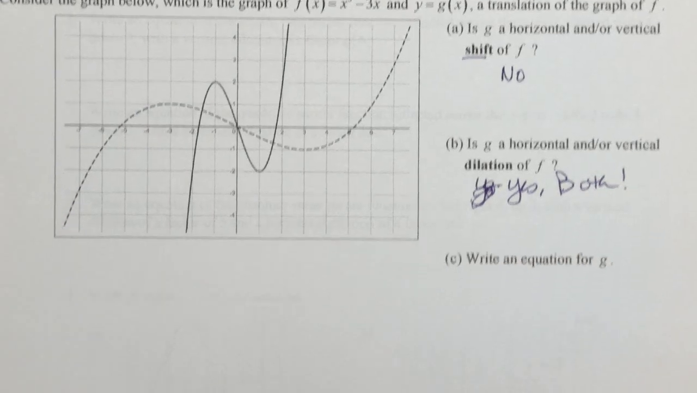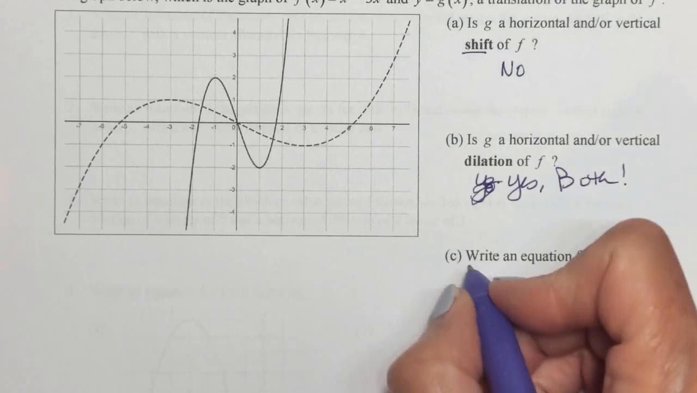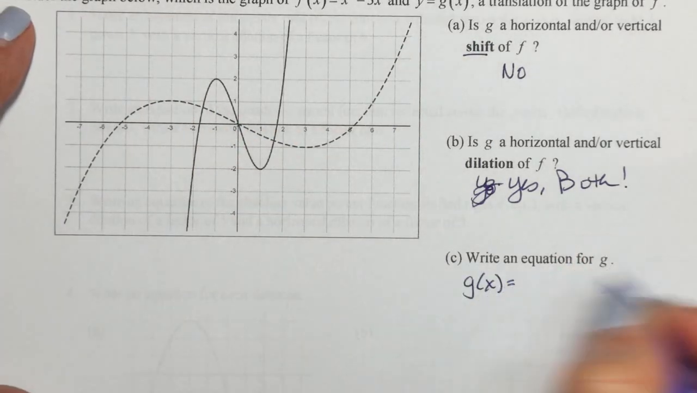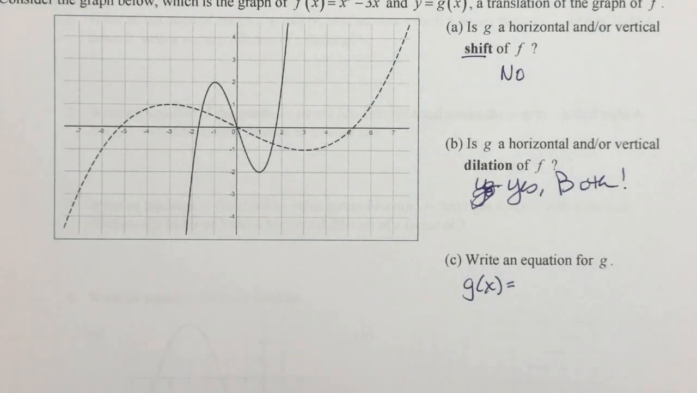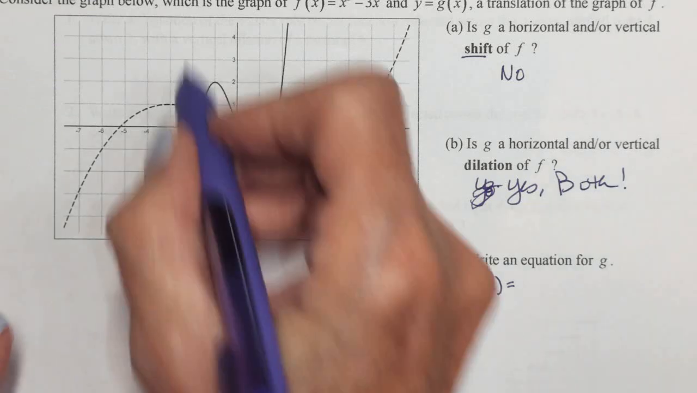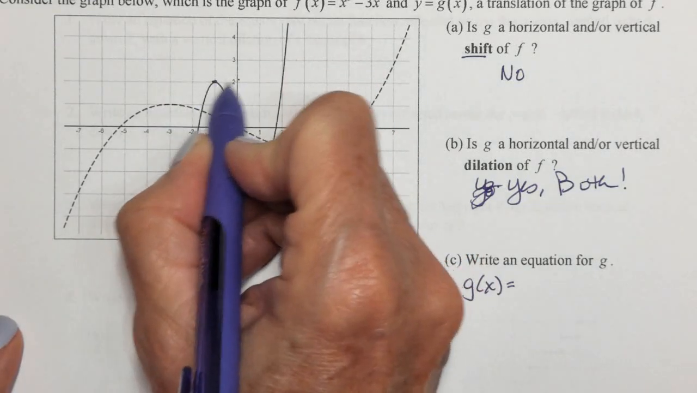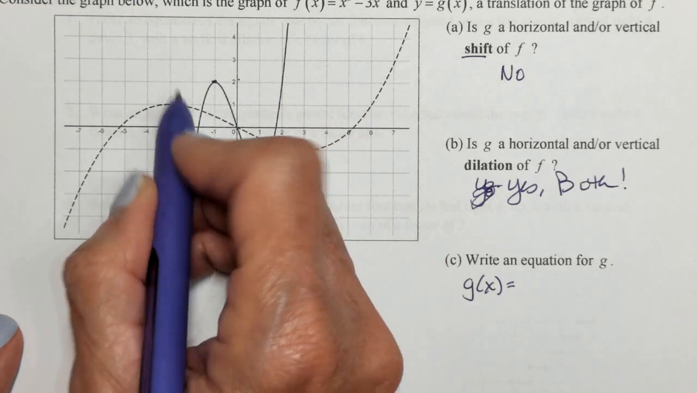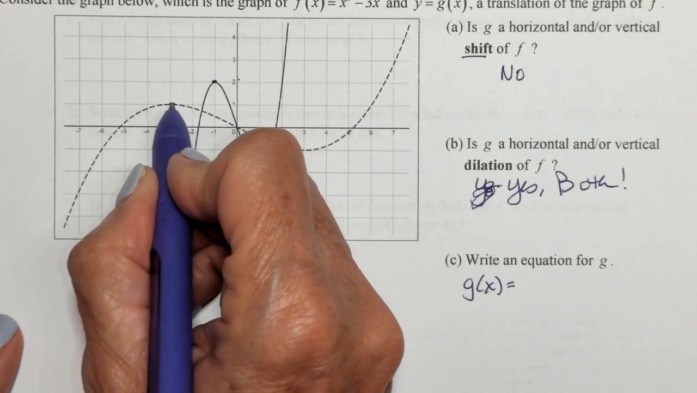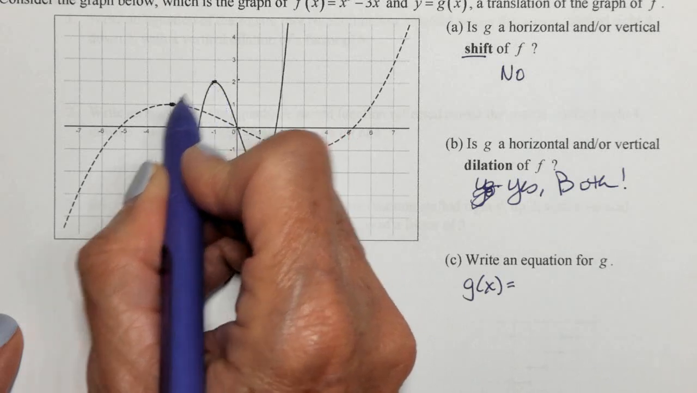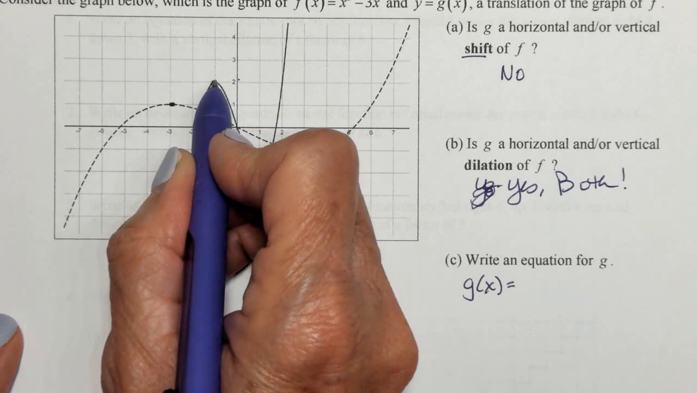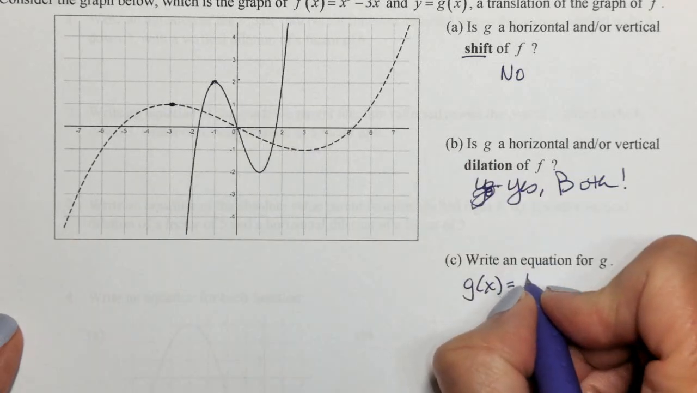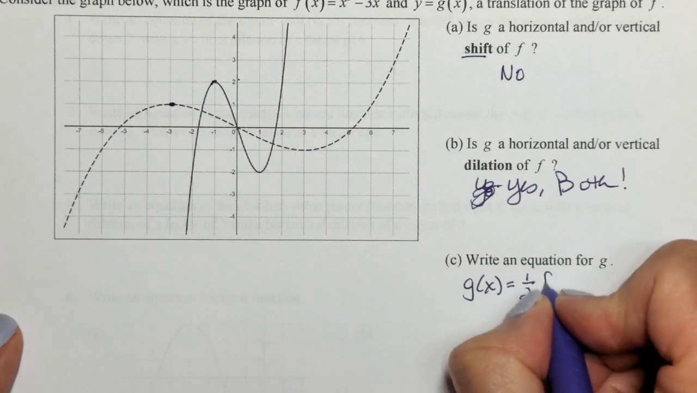Okay? All right, now we're going to write the equation. So they call it G, so I'm going to call it G. All right, let's focus first on the vertical dilation. I started here when y was 2. And the corresponding point on the new translated graph is right here, right? So I started at 2, but now I'm at 1. What did I multiply 2 by to get 1? I multiplied by a half. So I'm going to need a 1/2 right there in front of my f.